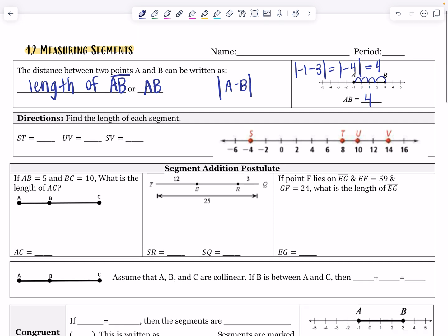So it says find the length of each segment. Since these do not have the segments written above it, I know that I'm going to be finding their length. So these should be numbers. Whenever it looks like this, all three of these answers should be numerical values.